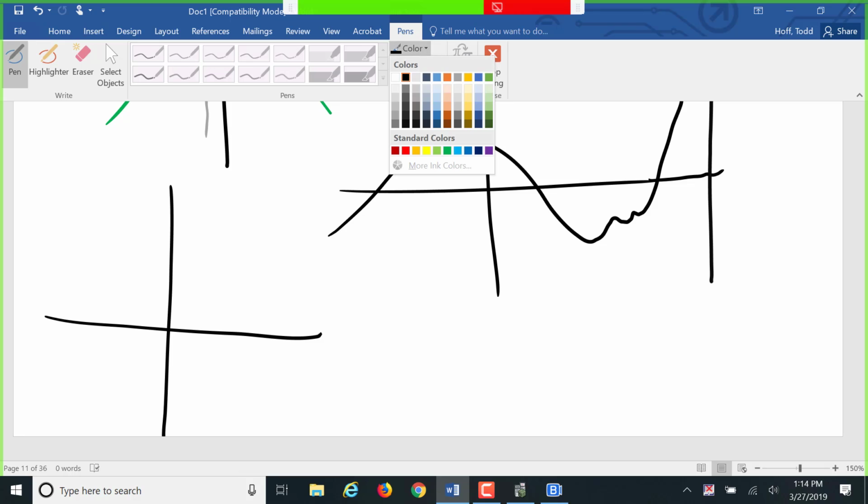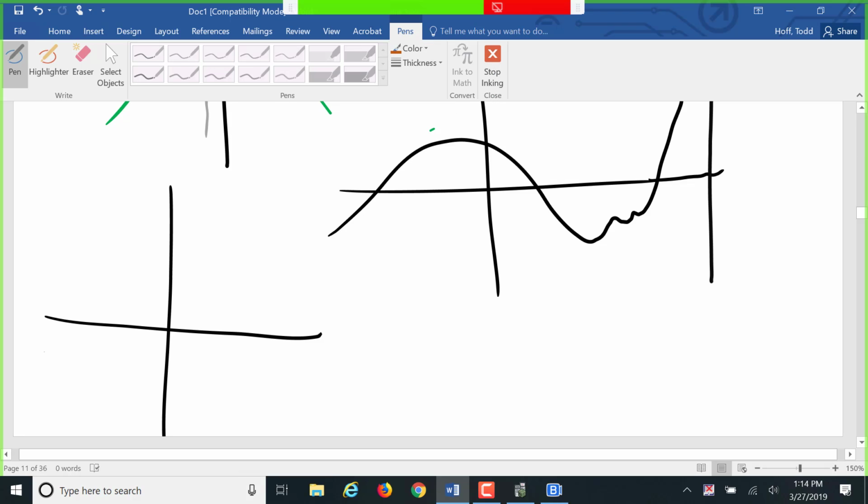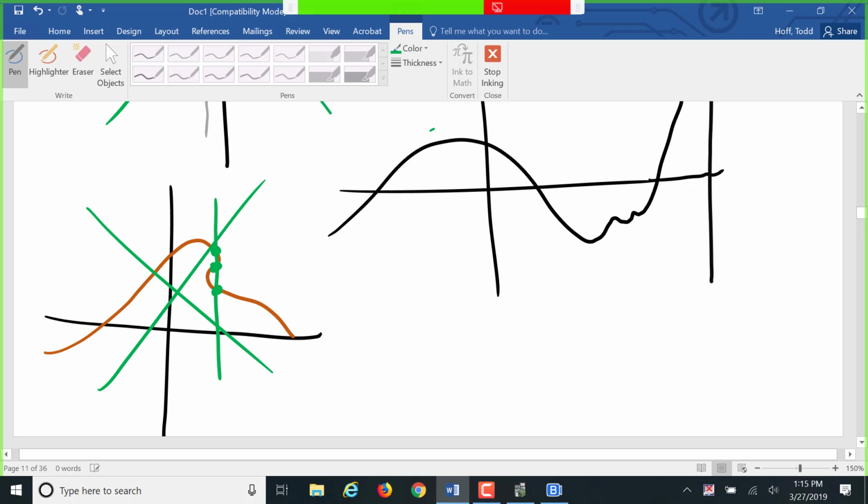We might have a graph that looks like this. Is that a function? No, it is not. Because a vertical line right here actually crosses the graph in 3 points. It's more than 1 point. Crosses it here, here, and here. So that is not a function.